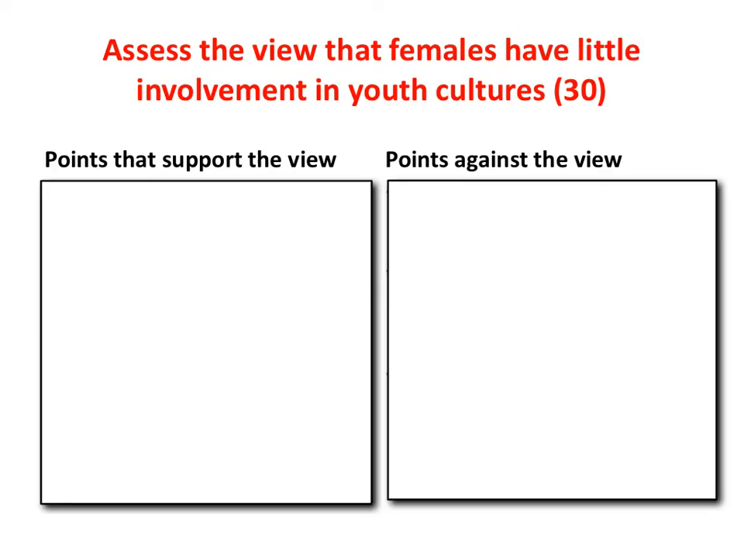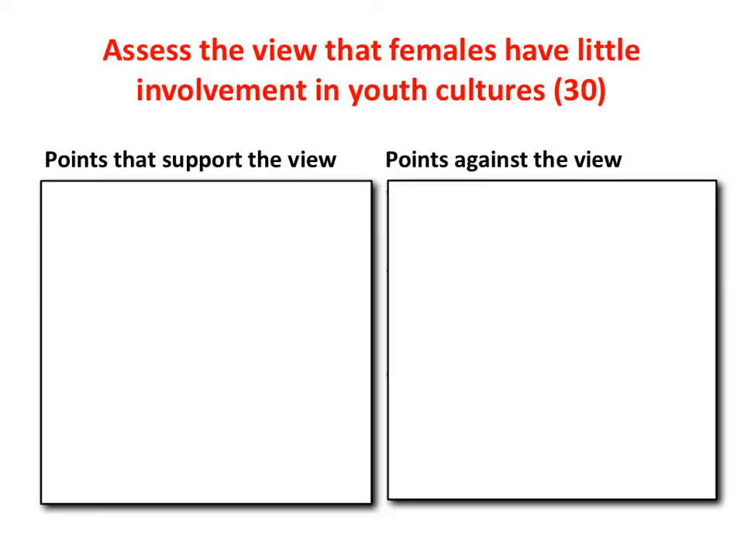So what I would like you to do next is to hit the pause button, have a think about this particular question: assess the view that females have little involvement in youth cultures. I'd like you to see whether or not you can identify two or three arguments that support the view that females have little involvement in youth cultures, and then two or three arguments that go against that particular view. And for each point that you identify, see if you can link it to either a piece of sociological evidence or a theoretical argument. So hit the pause button and see if you can identify some relevant points.